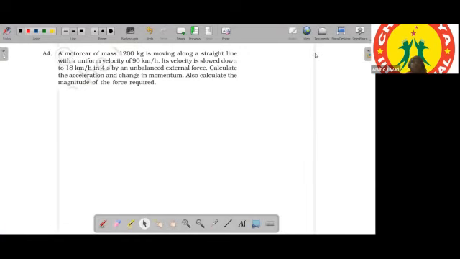A motorboat of mass 1200 kilogram is moving along a straight line with a uniform velocity of 90 km per hour. Its velocity is slowed down to 18 km per hour in 4 seconds by an unbalanced external force. Calculate the acceleration and change of momentum. Also calculate the magnitude of force required.